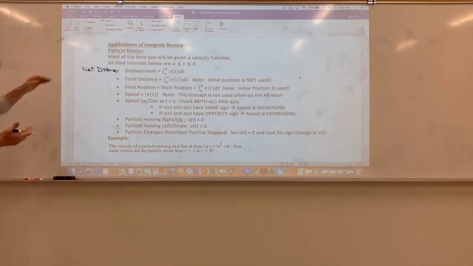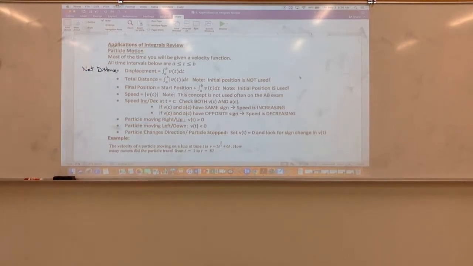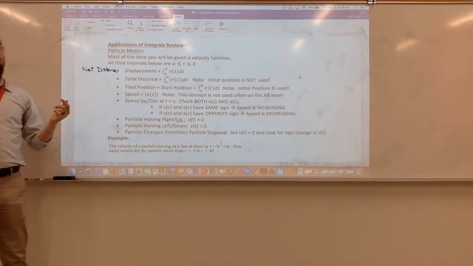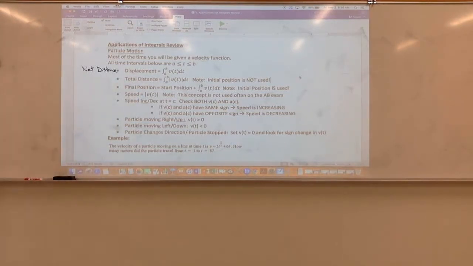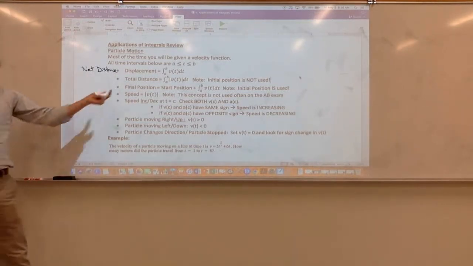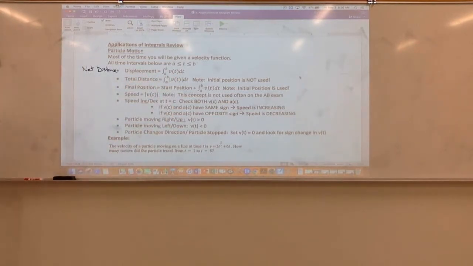The majority of the time, if we are given a particle motion question, we will be given a velocity function. Not always. Sometimes we will be given position, sometimes an acceleration function, but the majority of the time we will be given a velocity function. To find displacement or total distance, we are taking an integral of our velocity function. Displacement, meaning how far away we are from where we started, is just the integral of velocity. Total distance is the integral of the absolute value of velocity.